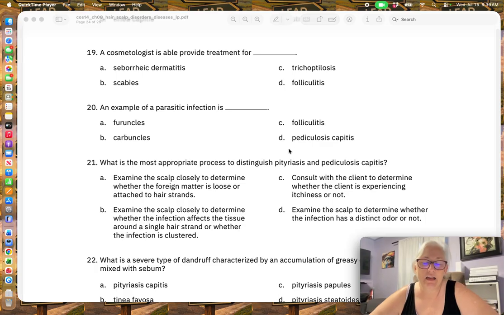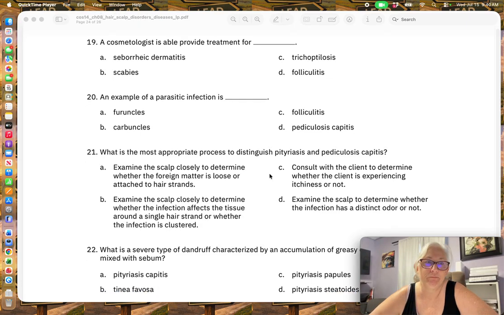So parasitic infection, a head lice is a parasite. None of the others make sense. So number 20 should be D, yes.